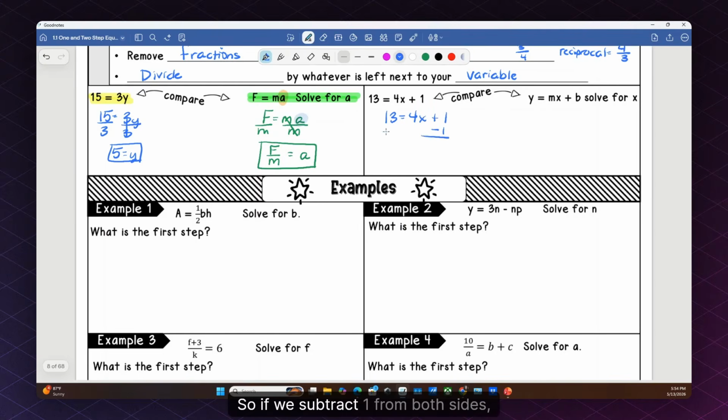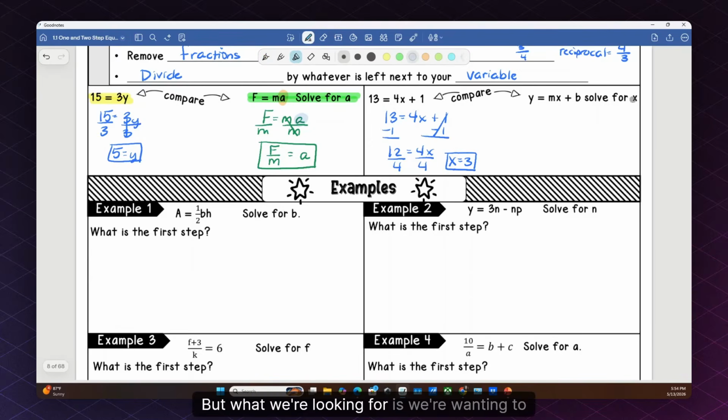So if we subtract 1 from both sides, that cancels out. 13 minus 1 is 12 equals 4x. Divide by 4 on both sides, we get x equals 3. A nice, easy peasy equation. We can do the same processes as with this over here.